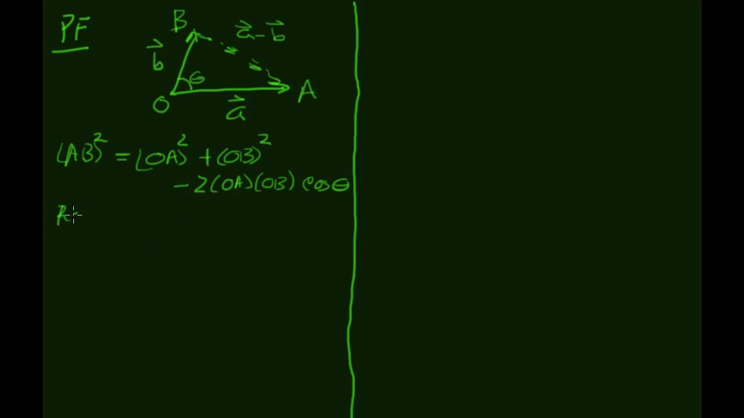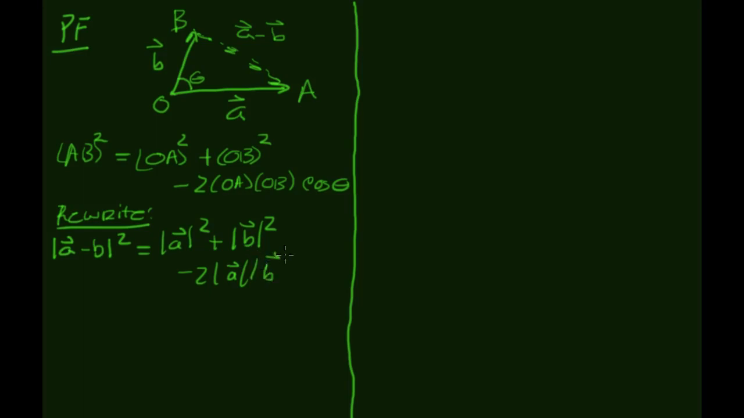Okay, so we're going to rewrite this in vector form. The distance from A to B is the same as the magnitude of A minus B squared. The distance from O to A is the same as the magnitude of A squared, plus the magnitude of B squared, because OB is the magnitude of B, minus 2 times the magnitude of A times the magnitude of B times cosine theta.